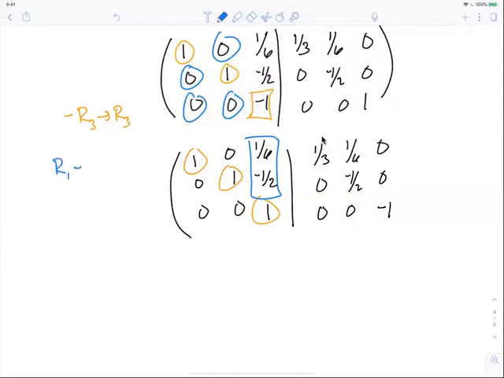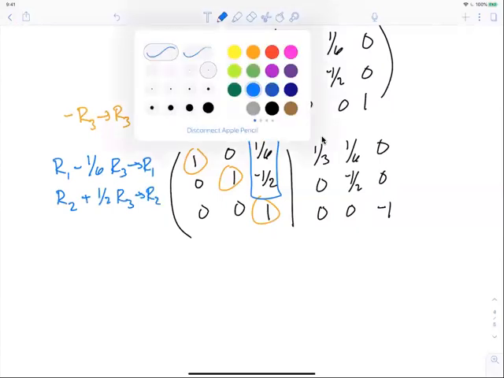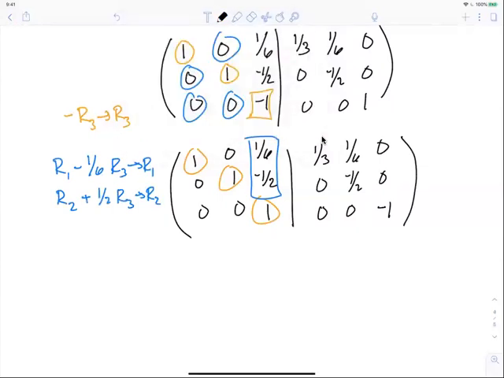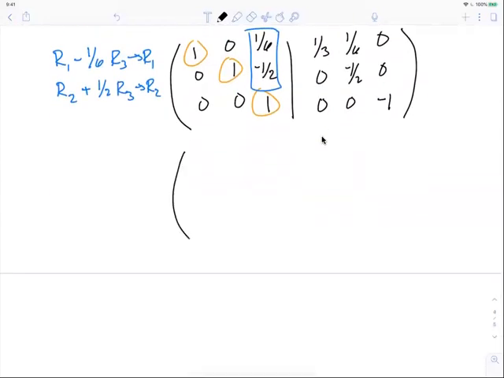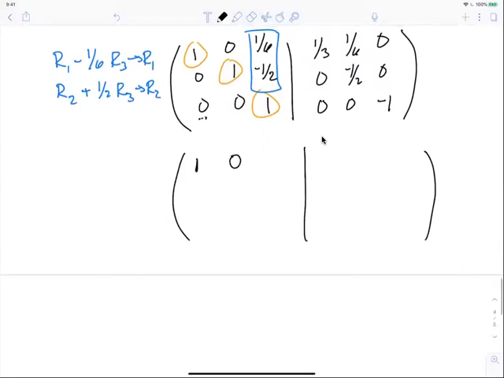So we have row 1 minus 1/6 row 3 goes into row 1. And row 2 plus 1/2 row 3 goes into row 2. So what happens here? All right, so there's nothing in row 3 down here. That's just a 1. That stays as a 0. We chose the minus 1/6 here specifically to zero out this entry. So that's going to be a 0.